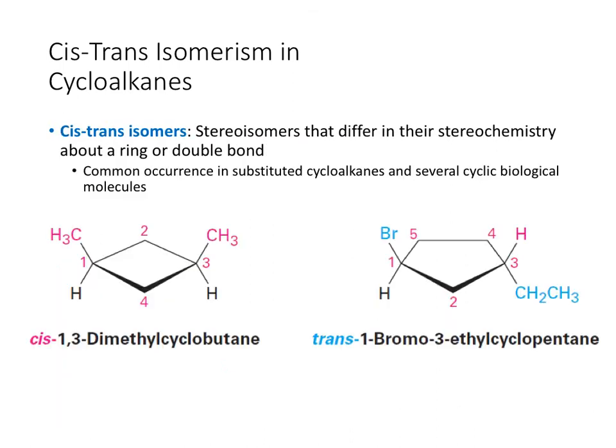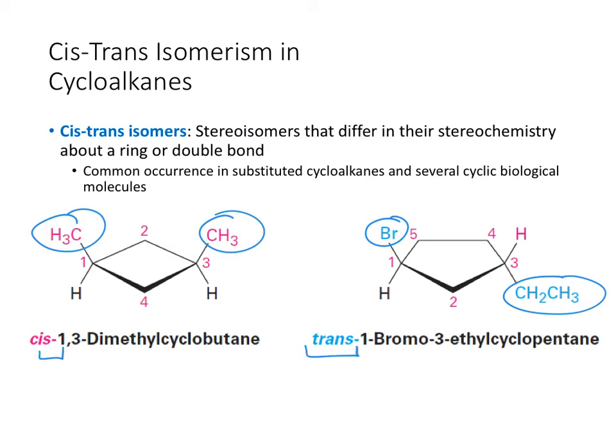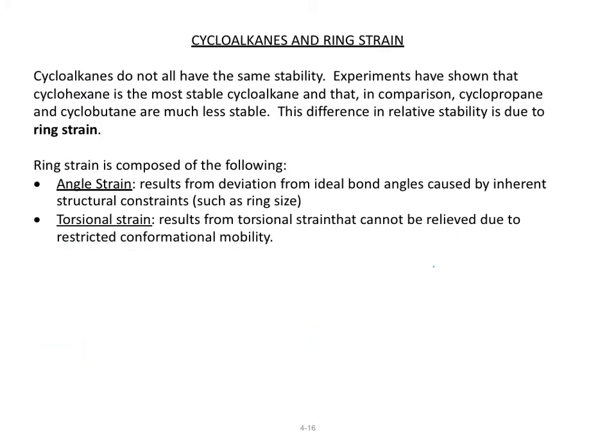So here are some more examples. This would be cis-1,3-dimethylcyclobutane, and this would be trans-1-bromo-3-ethylcyclopentane. So notice you actually want to put the cis or trans stereochemistry at the beginning of the whole name when you name these. We can also get cis and trans isomers with double bonds, but we'll get to that in a later chapter.